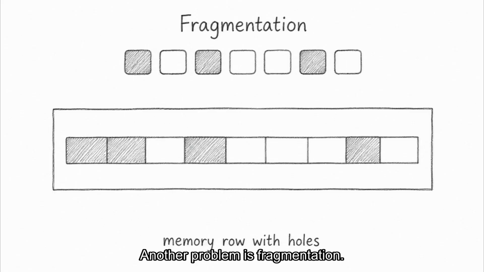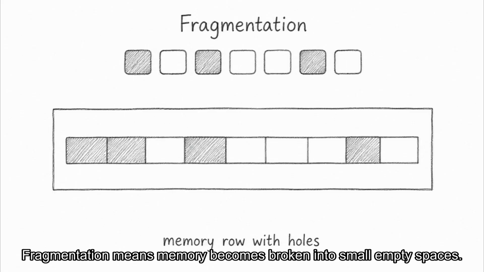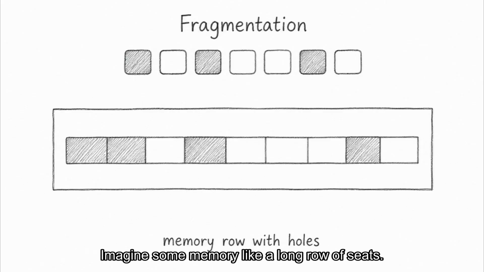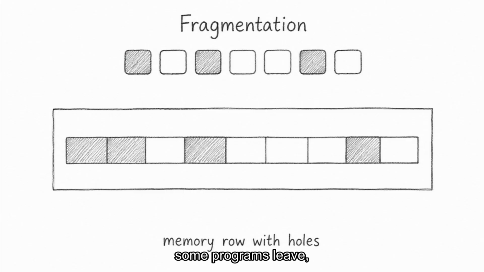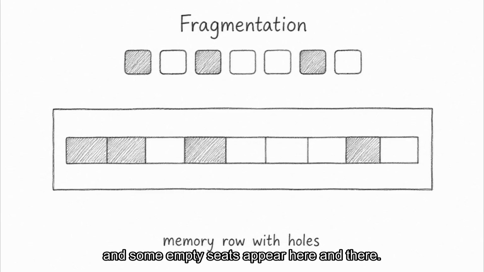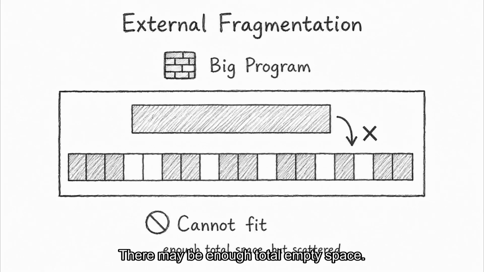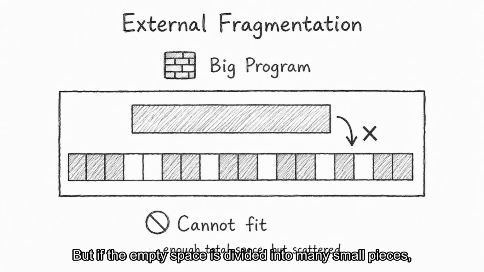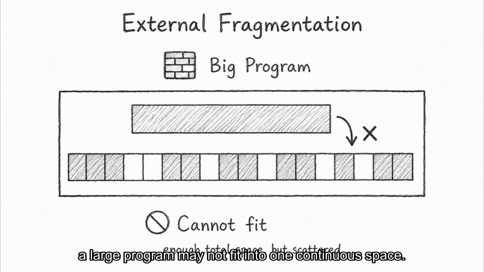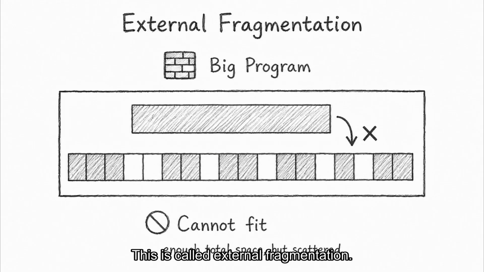Another problem is fragmentation. Fragmentation means memory becomes broken into small empty spaces. Imagine memory like a long row of seats. Some programs sit down, some programs leave, and some empty seats appear here and there. There may be enough total empty space, but if the empty space is divided into many small pieces, a large program may not fit into one continuous space, and this is called external fragmentation. The total free space exists, but is scattered.